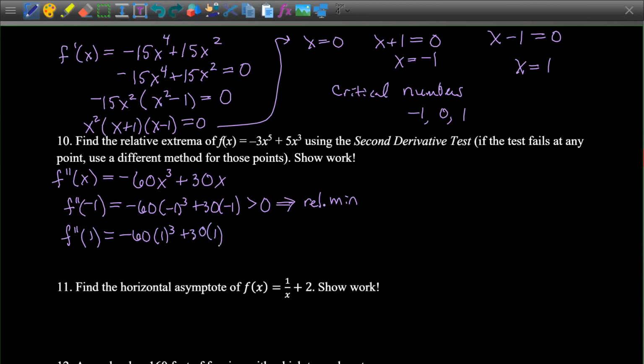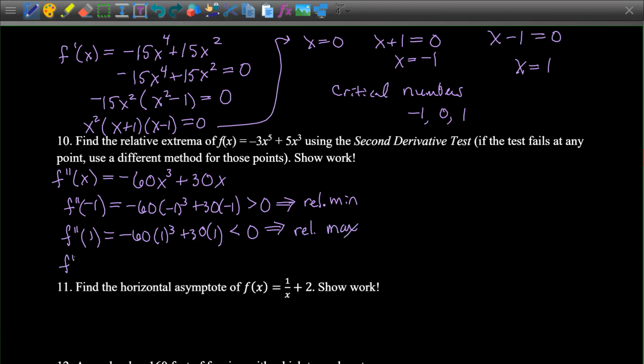All right, so here we have -60 and then plus 30. So now the negative wins out. This is less than 0. So it's just around that area where x is 1, then this function kind of tops out. So that means this is a relative max.